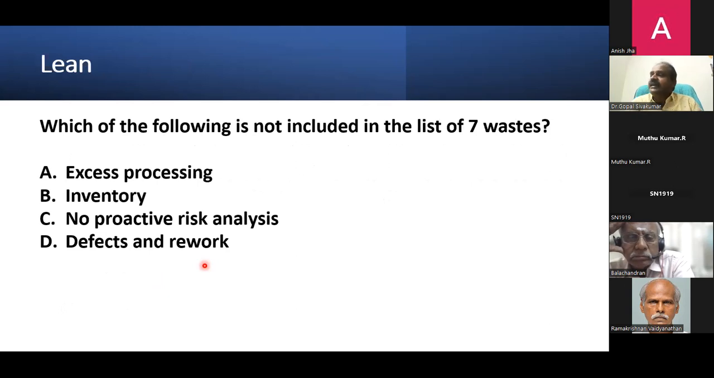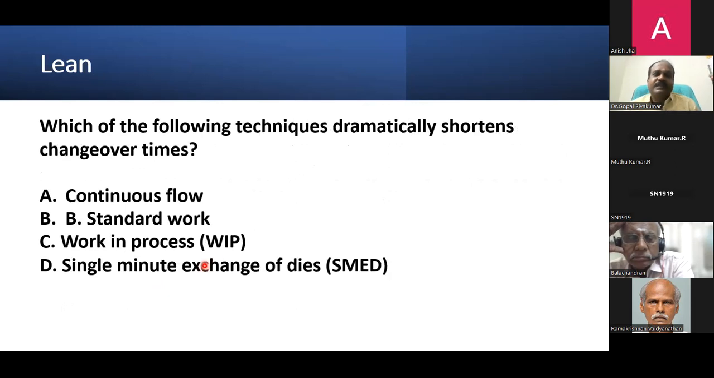Which of the following is not included in the list of 7 wastes? No proactive risk analysis. Correct answer. Which of the following techniques dramatically shortens your changeover time?